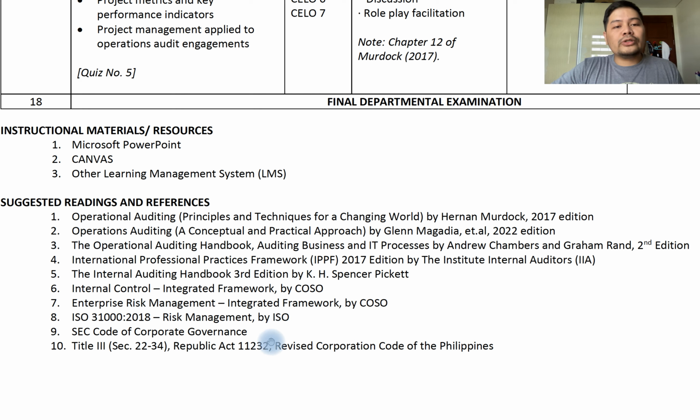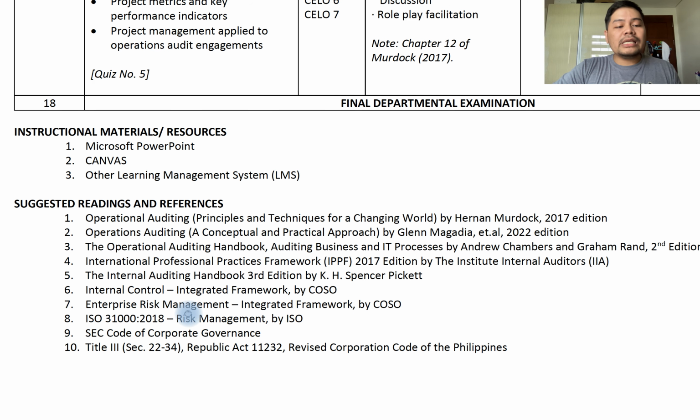Then we also use, sa discussion natin mamaya, the SEC Code of Corporate Governance, kasi yun yung magiging basehan natin kung bakit natin inaaral ang operations auditing and ano yung importance sa internal audit. Then also there's a reference pertaining to Title 3, Sections 22 to 34 of RA 11232 under the Revised Corporation Code of the Philippines. So part din siya ng corporate governance. So that is all, this list are all the suggested readings and references na may connect sa ating discussion.